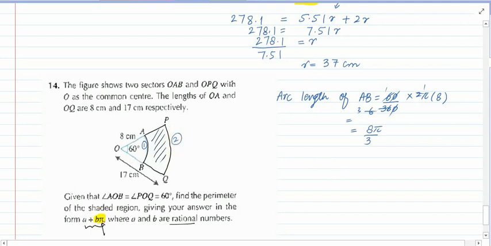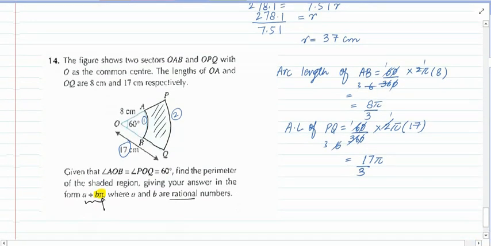Now I need the arc length of PQ. So arc length of PQ is equal to, angle is same, that is 60 divided by 360 multiplied by 2 pi and radius is 17, right, as mentioned here. Simplify it. 6 times 1, 6 times 6, 2 times 1, 2 times 3. So in the numerator we have 17 pi and in the denominator we have 3. So that is the arc length of PQ.